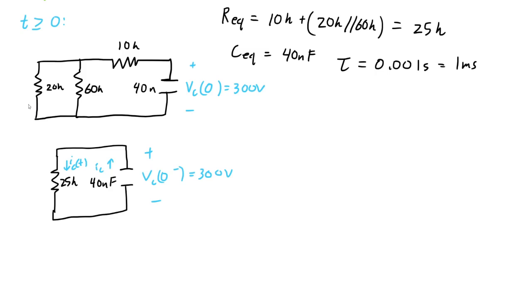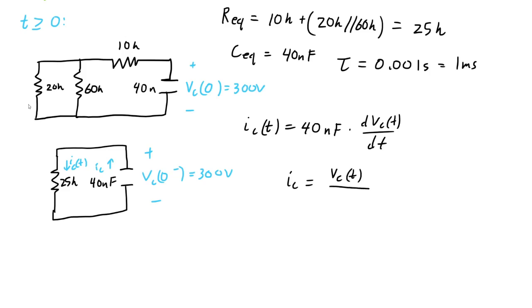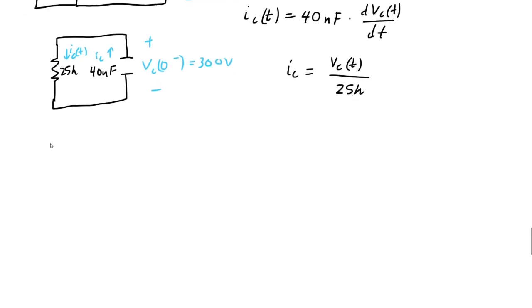So we're going to write out our equations for the components. ICT is going to be 40 nanofarad, oops, not milli, nanofarad, times dVct dt. And also Ohm's law, it's going to be VCT divided by R equivalent, which is 25K. So we're going to set these equal to each other. 40 nanofarad dVc dt equals VCT over 25K.